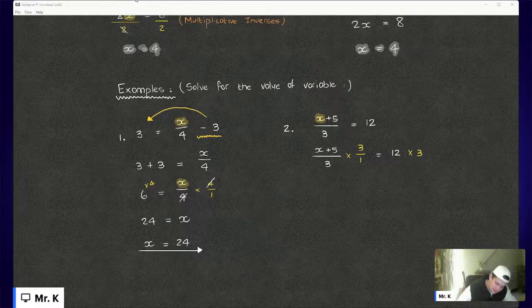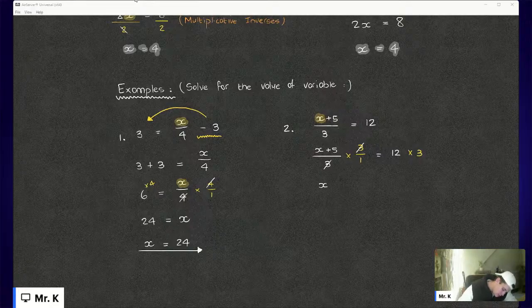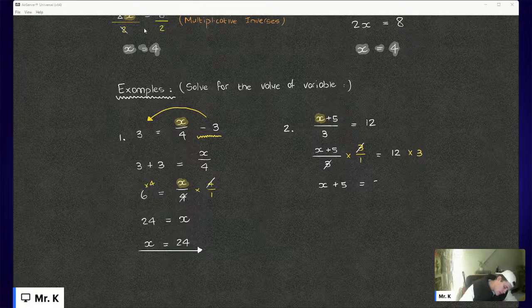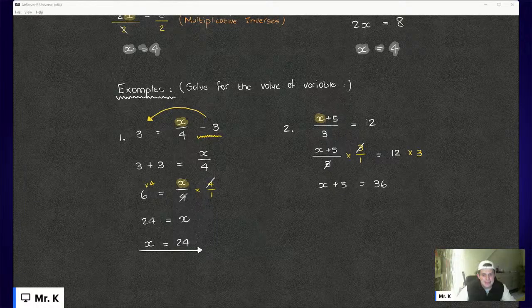On the left-hand side, we will see that the 3's cancel out, and we are left with this whole x plus 5 multiplied by 1. Right? Now, we don't need to write out the multiplied by 1 because anything multiplied by 1 is itself. So on the left-hand side, we have x plus 5. While on the right-hand side, we have 36.